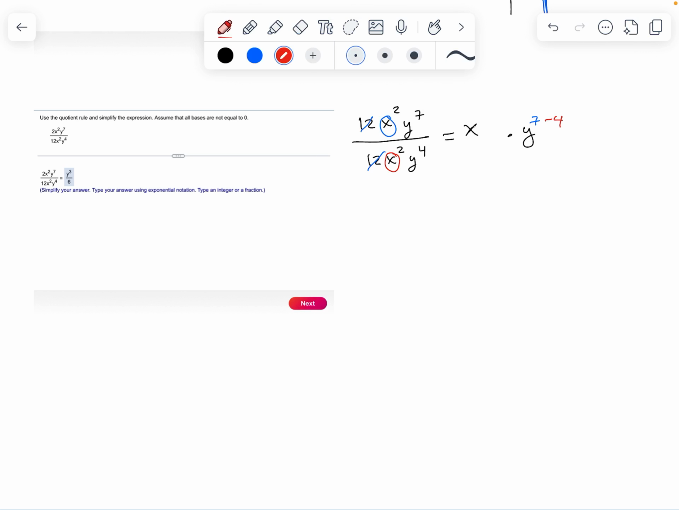Yeah, so here I meant 2 minus 2. Since it's numerator and denominator, we have to subtract the values of the exponents. So we get x to the power of 0 times y to the power of 3. Any number to the power of 0 yields 1, so it's going to be 1 times y to the 3rd power. We get the answer of y to the 3rd power.